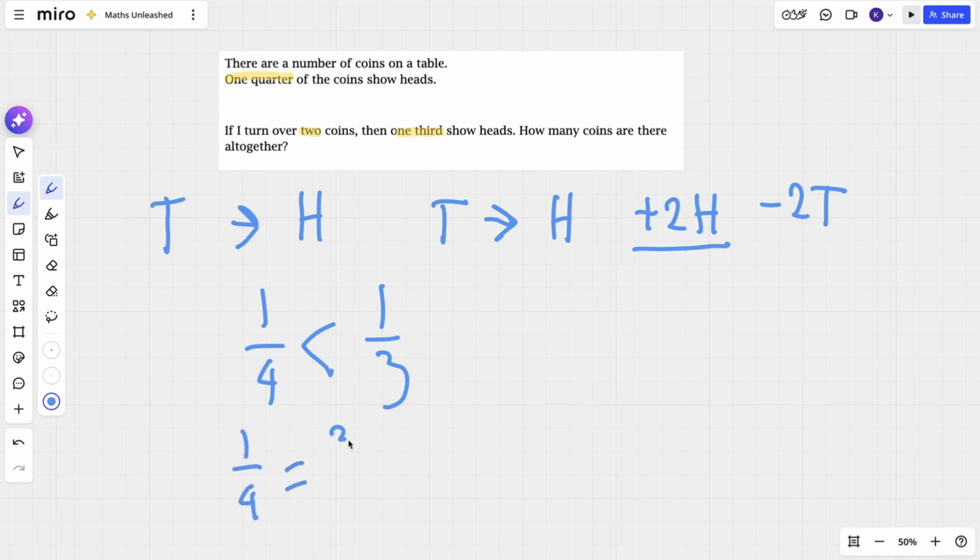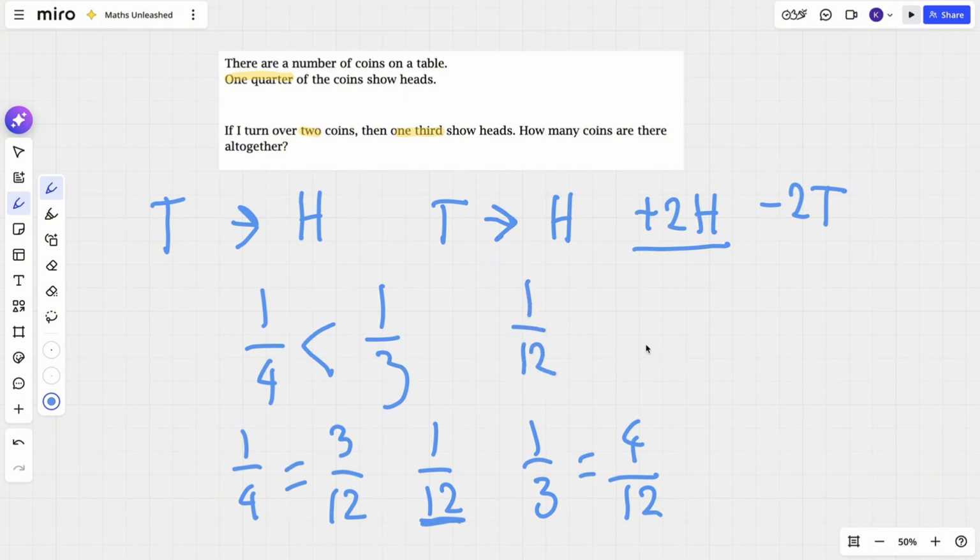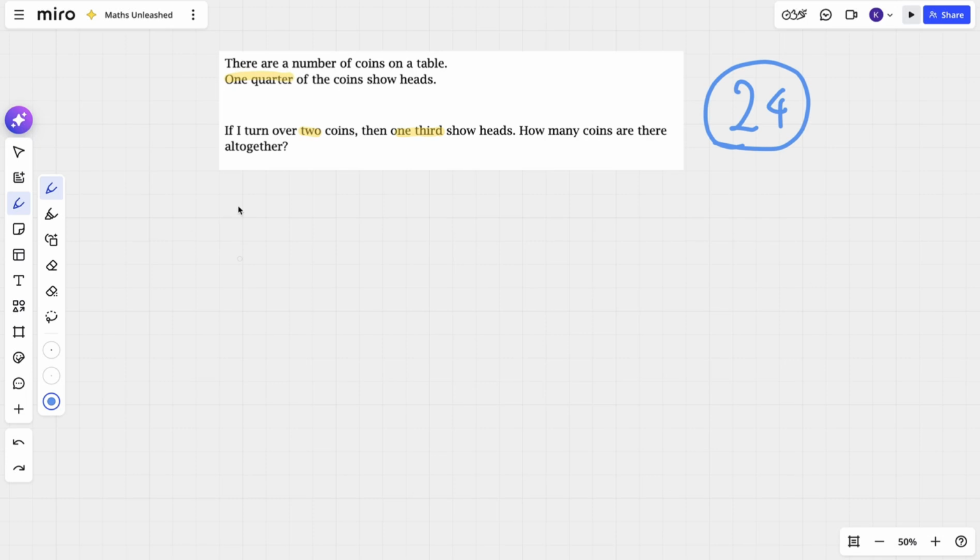1/4 is equal to 3/12, and 1/3 is equal to 4/12. The difference between these is 1/12. So that 1/12 must be the 2 heads. So 1/12 of the coins is 2 coins. That means there must be 24 coins in total. We need to check if this works.